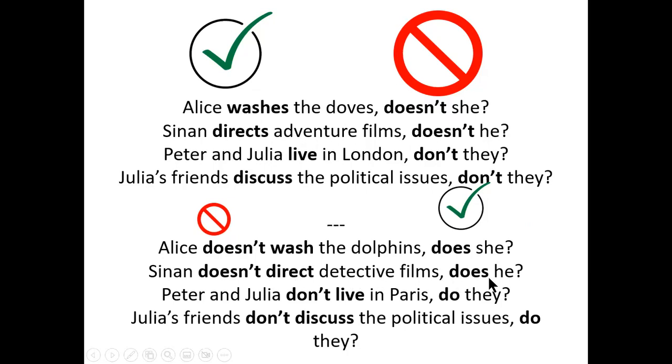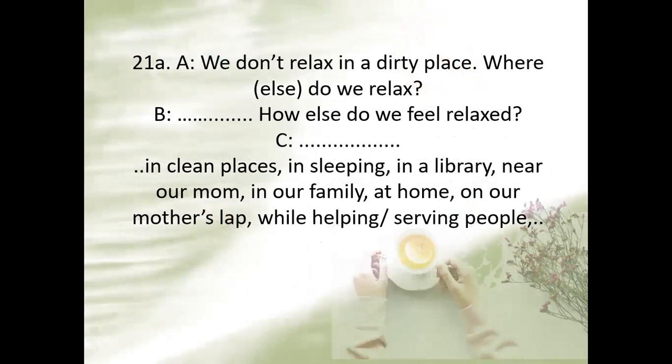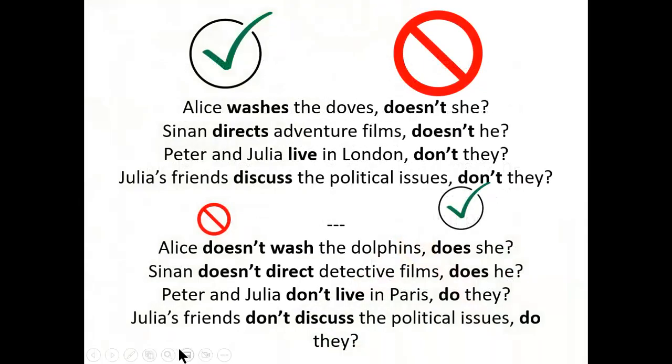Sinan doesn't direct detective film, does he? Yes, he does, or no, he doesn't, also possible. But if we make a positive sentence, we don't use does. Let me ask the question again. Sinan doesn't direct detective film, does he? Yes, he directs detective films. Let me answer in a negative way. No, he doesn't direct detective films. Peter and Julia don't live in Paris, do they? No, they don't live in Paris. But if we say yes, yes, they live in Paris. Julia's friends don't discuss the political issues, do they? No, they don't discuss the political issues. They discuss the educational issues, or Julia's friends discuss pedagogical issues.